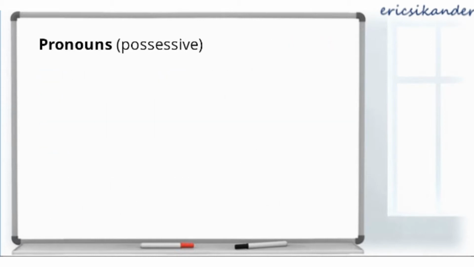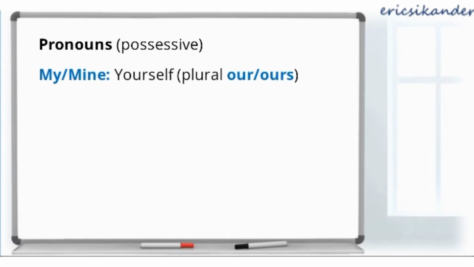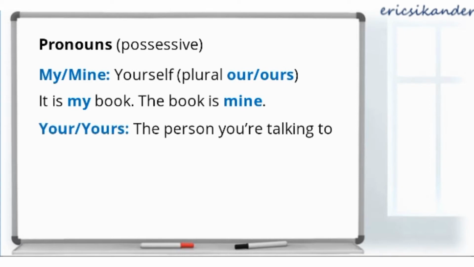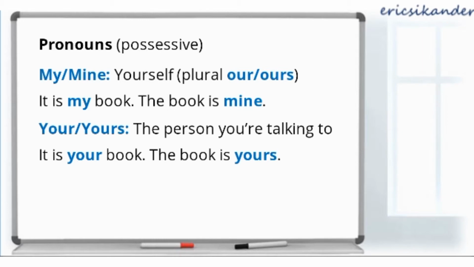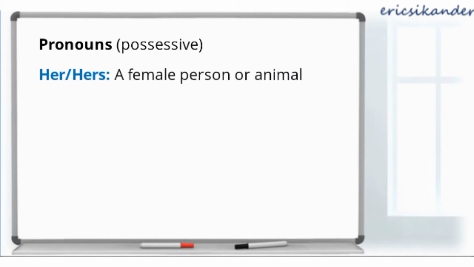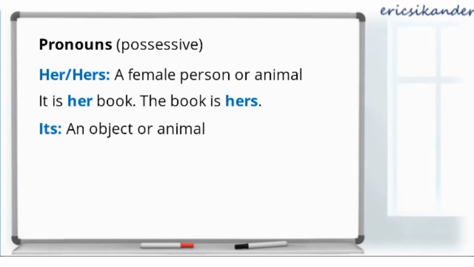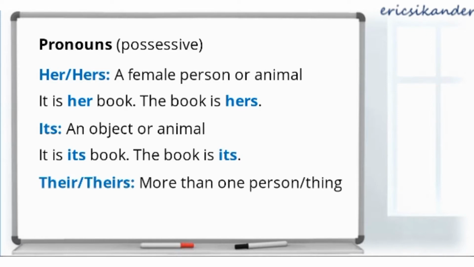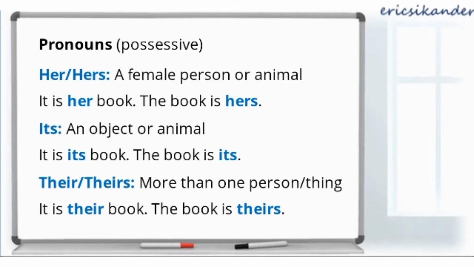There are also pronouns that show who something belongs to. My, mine. It's my book. The book is mine. Your, yours. It is your book. The book is yours. His. It is his book. The book is his. Her, hers. It is her book. The book is hers. Its. It is its book. The book is its. Their, theirs. It is their book. The book is theirs. You can find out more about pronouns in the resources.